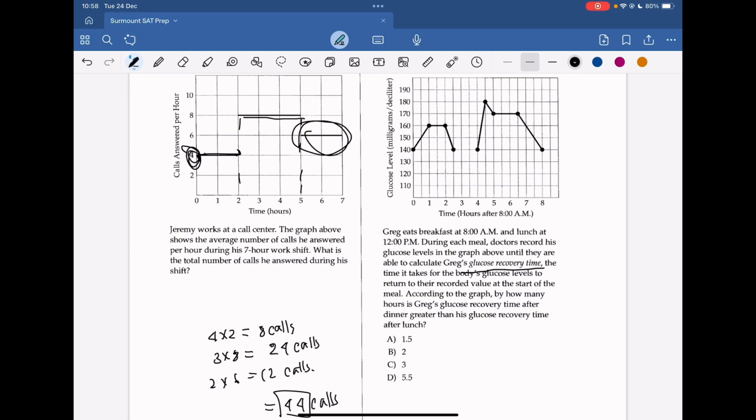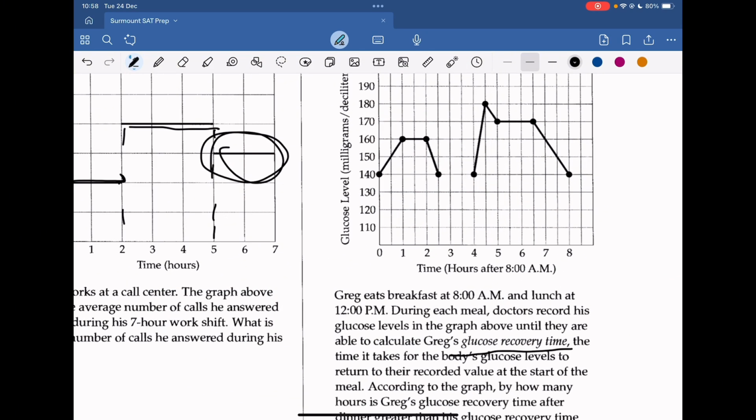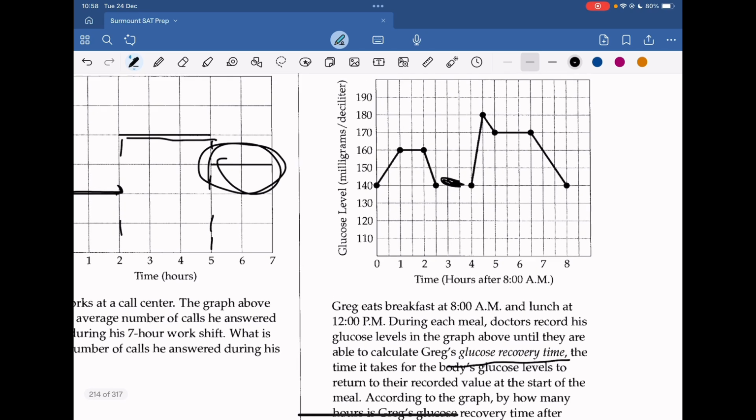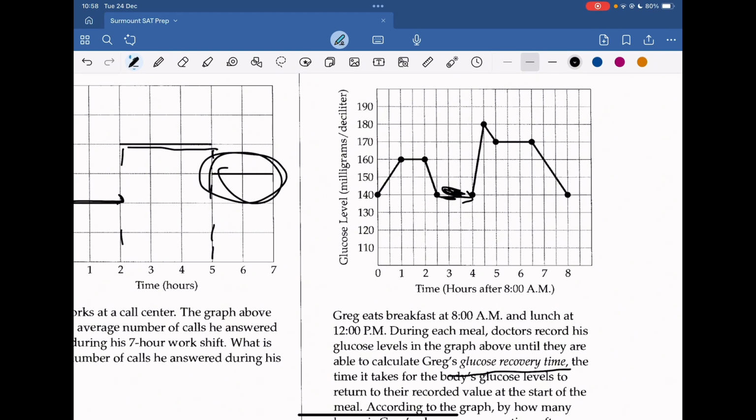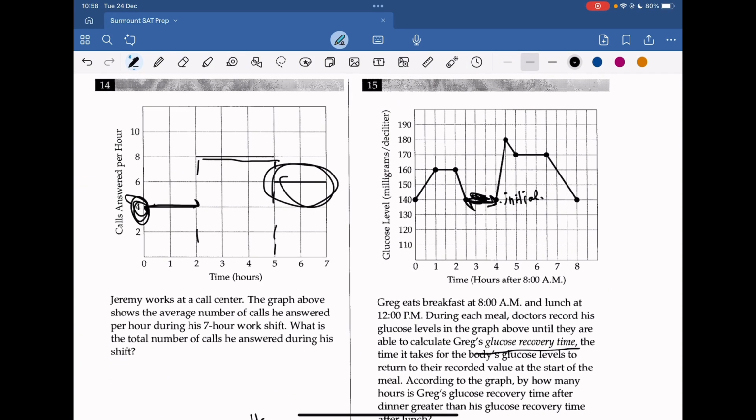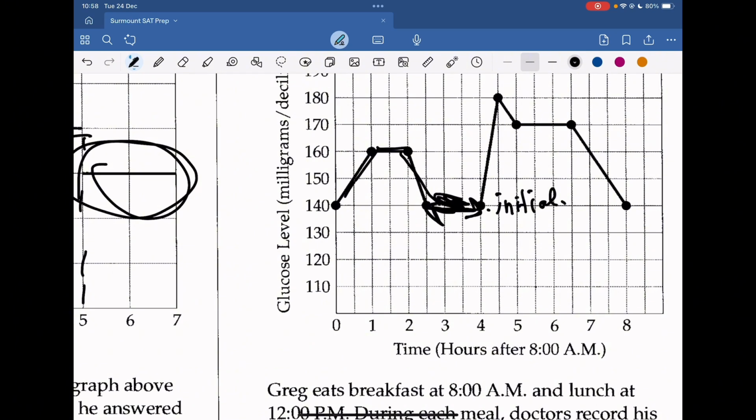If you look at the graph here, we can see that Greg's glucose level takes 2.5 hours to return to the initial value, which is 140, right? So this is the initial glucose level for Greg. And if you look at after breakfast, it takes around 2.5 hours, right? 2.5 hours.